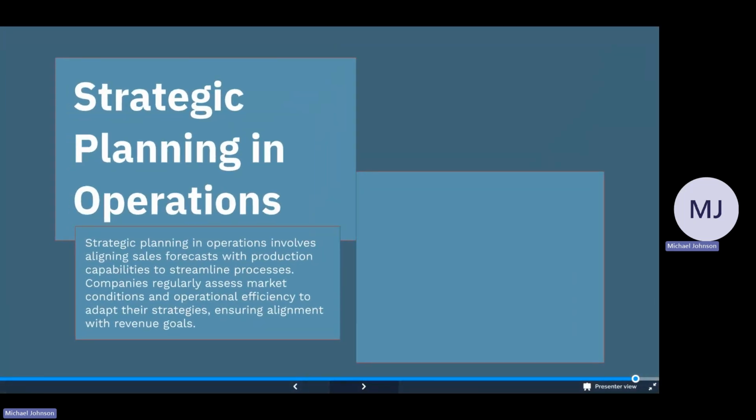Strategic planning and operations. Strategic planning and operations involves aligning sales forecasts with production capabilities to streamline processes. Companies regularly assess market conditions and operational efficiency to adapt their strategies, ensuring alignment with revenue goals.